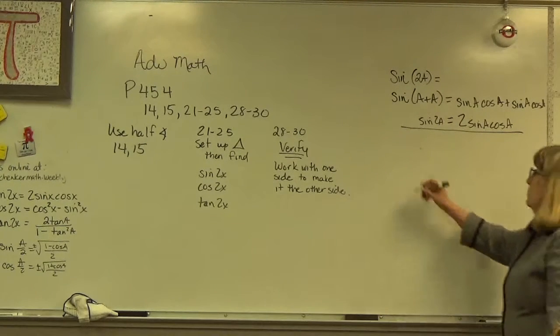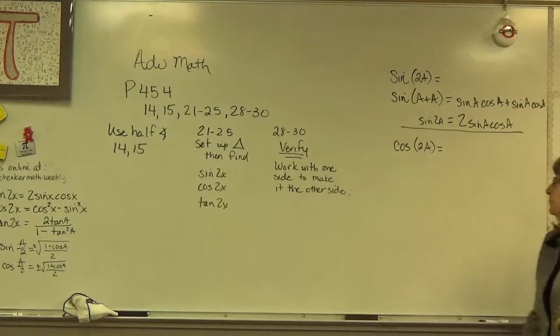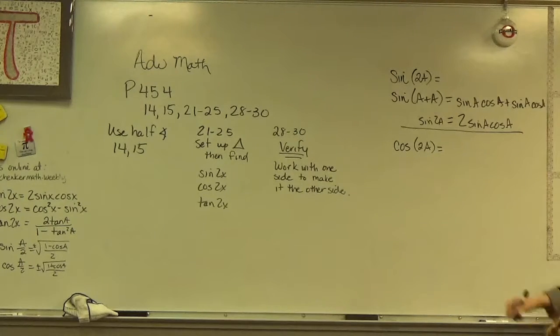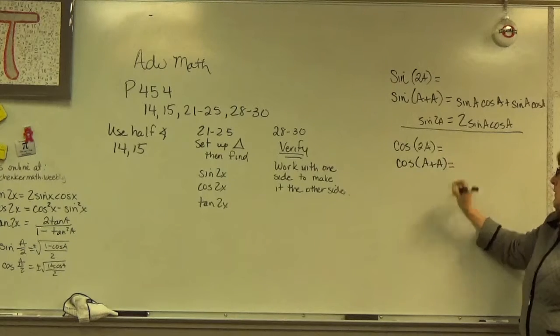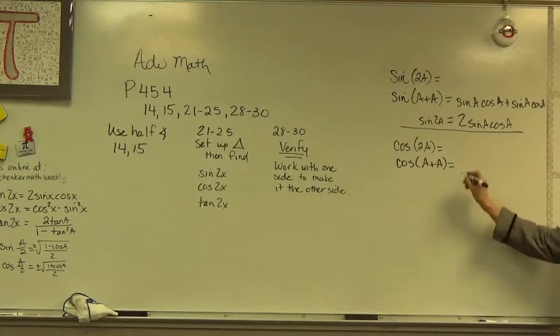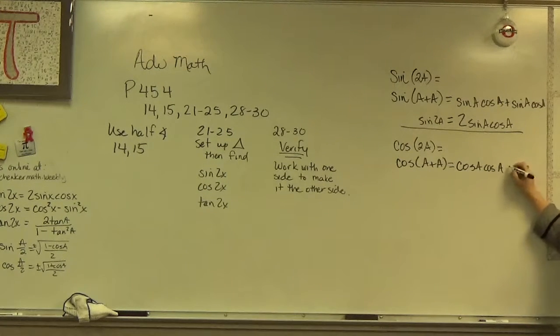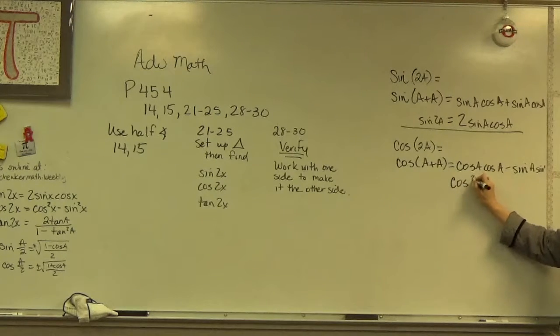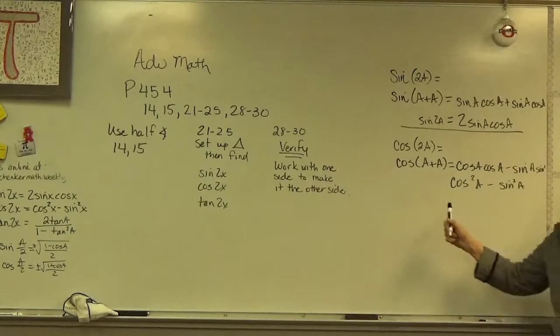Okay, what if I wanted the cosine of a double angle? Cosine of A plus A. So that would be, what's the formula for cosine of an angle plus another angle? Cosine of the first, cosine of the second, which is A, minus. So I end up with cosine squared minus sine squared, which, see, it matches it.